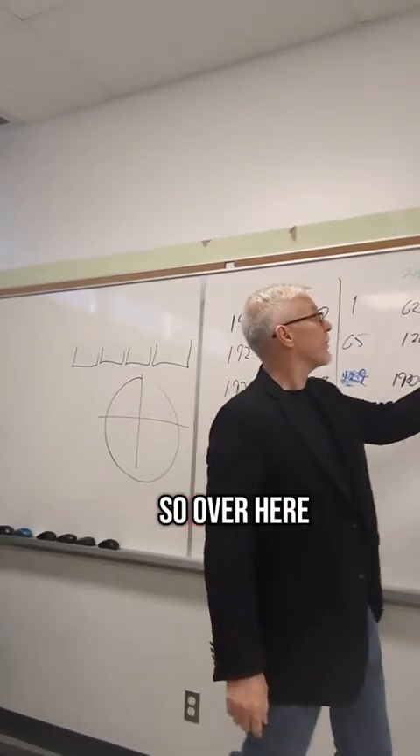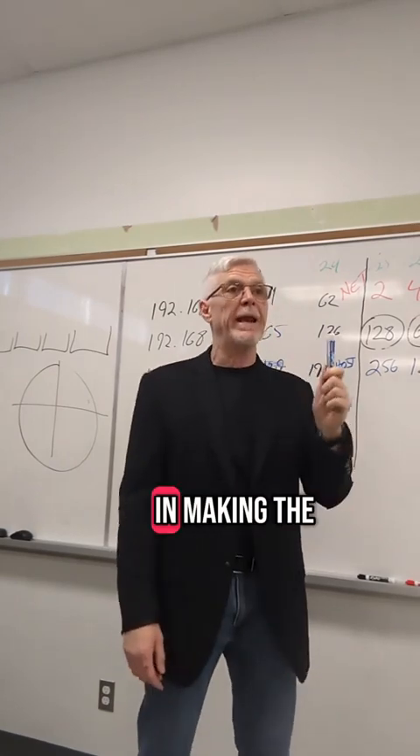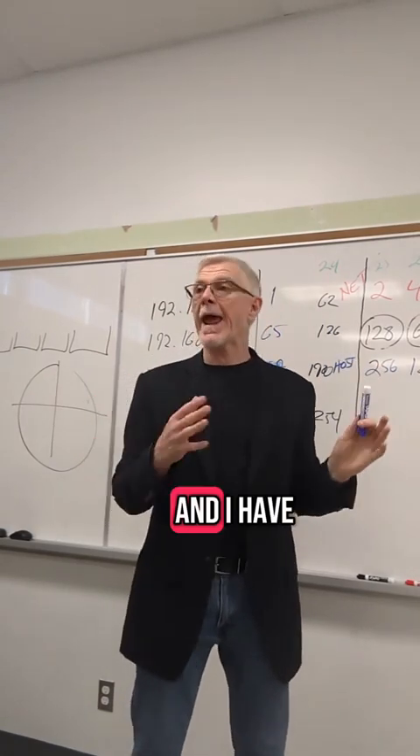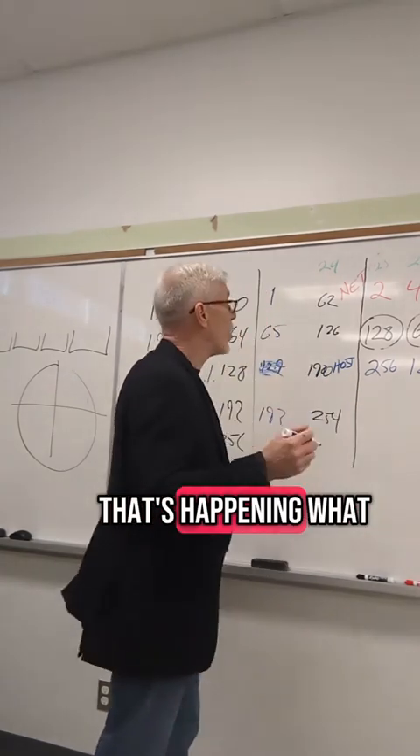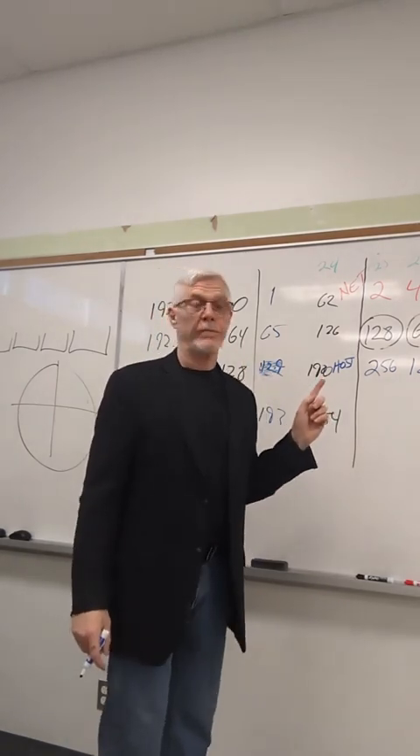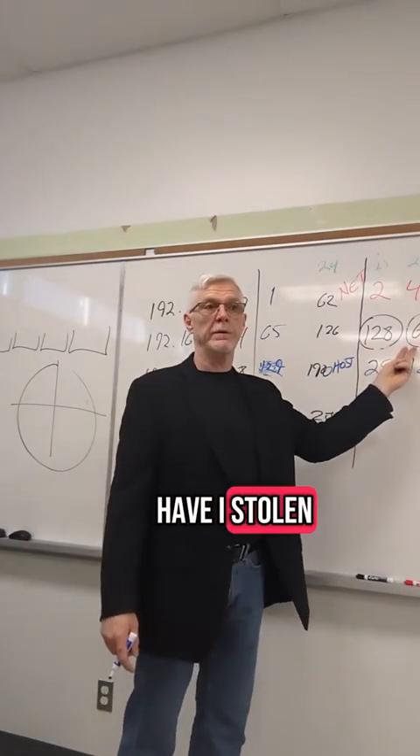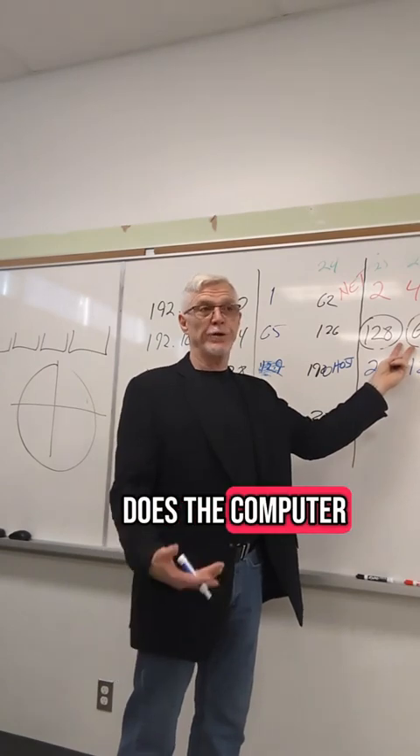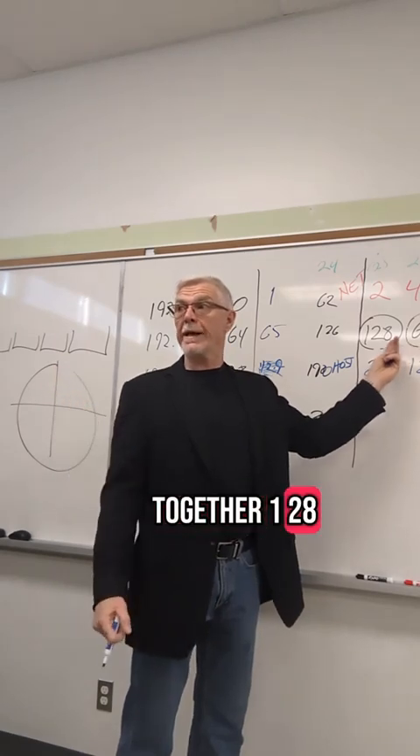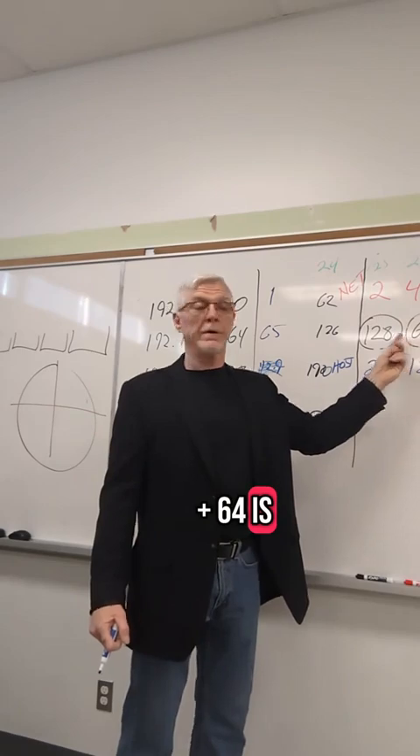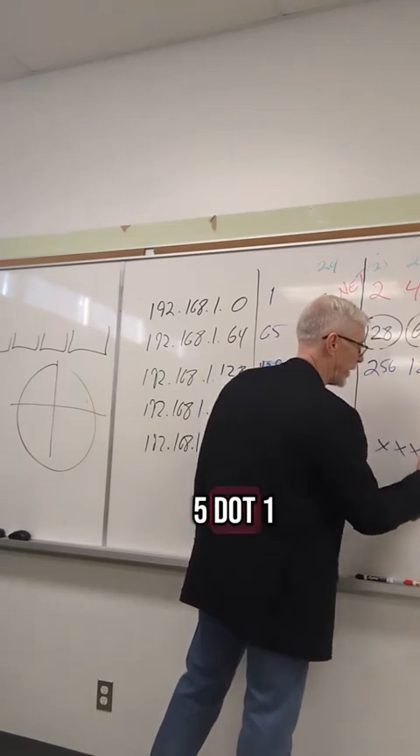Right? So over here, it's a CIDR value of 26. That means 26 bits are involved in making the network IDs, and I have to tell the computer, in this case a router, that that's happening. What is my subnet? It's 255.255.255. How many bits have I stolen? 2. And what does the computer do with those bits? It adds them together. 128 plus 64 is? 192. Right. So my subnet mask is 255.255.255.192.